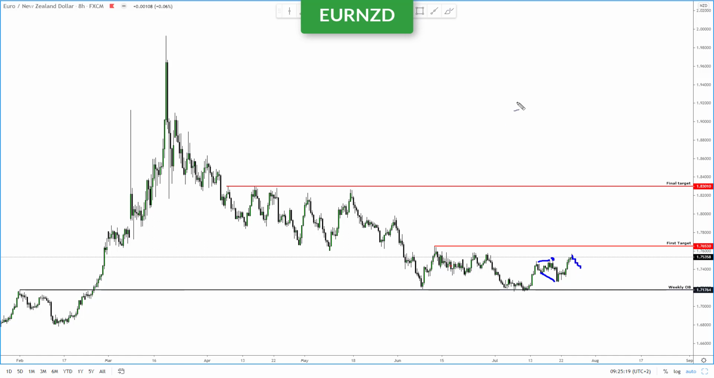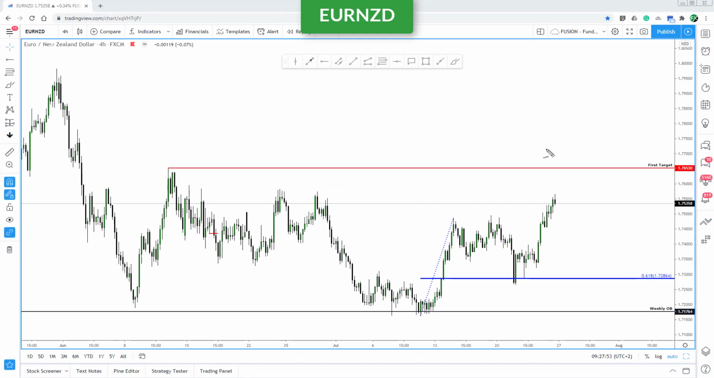But for now, this one is going exactly as planned, so it makes sense to start looking to add to this one. I just want to jump to the lower time frames quickly to show you guys a bit of an entry technique that you could have used. The first entry technique is just as simple as set and forget, using the higher time frame and the 61% Fibonacci retracement. Your stops would have been at this level over here.